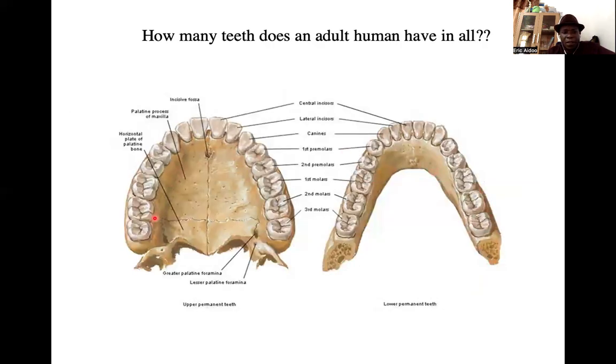So how many teeth do you have in an adult mouth? It should be common, okay? And you should be able to tell that you have the incisors, canines, premolars, and then molars, okay? I put this question there because somebody went for an interview and was asked how many teeth the adult has, and he said 36. So think about the correct answer.